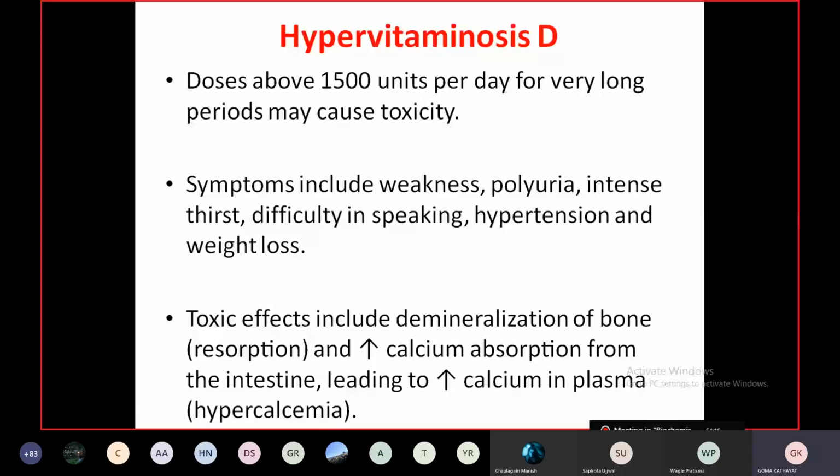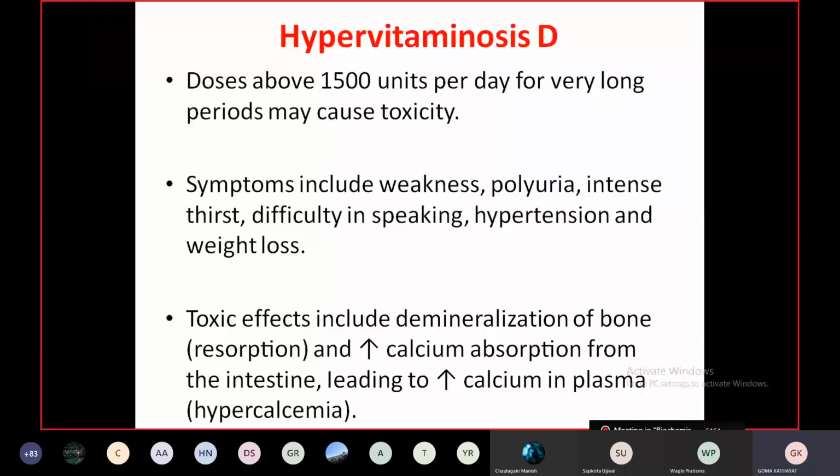Symptoms include weakness, polyuria, intense thirst, hypertension, and weight loss. These are the symptoms of hypervitaminosis D. Mainly the toxic effect includes demineralization of the bone. What is the role of vitamin D in the intestine? It helps in calcium absorption, right? So calcium absorption is increased from the intestine, as well as bone resorption. Overall, there will be an increased level of serum calcium, leading to hypercalcemia.